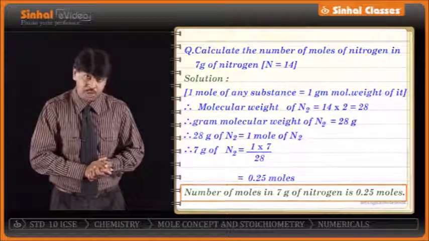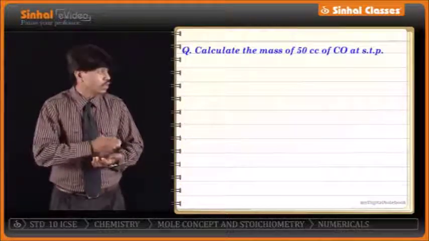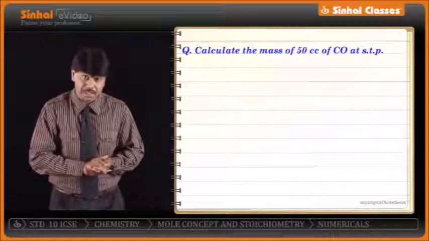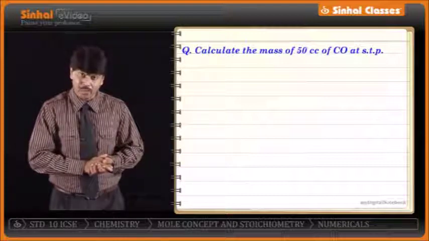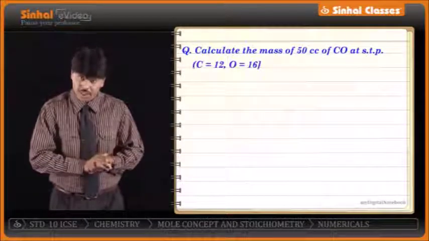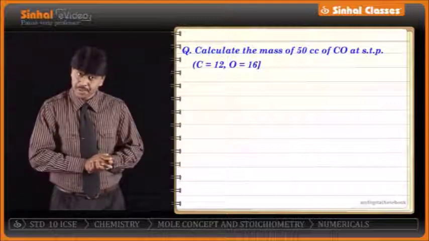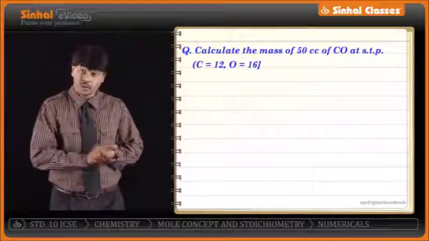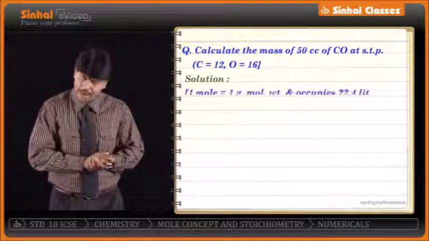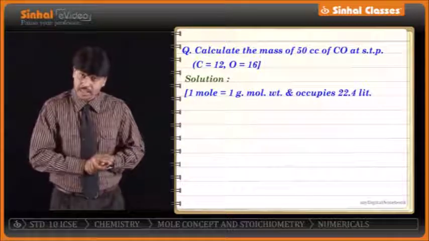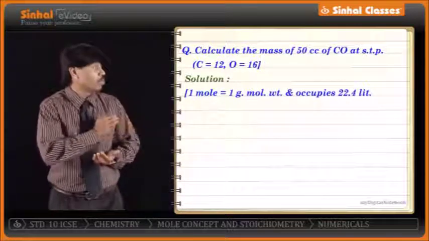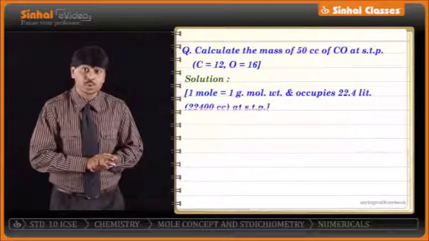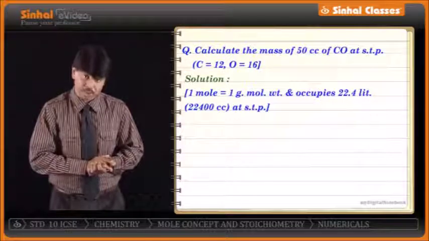Let's take one more question. Calculate the mass of 50 cc of carbon monoxide at STP. In bracket, carbon weight is 12, oxygen 16. Now let's see. The same way we will be working out this problem also. We know that 1 mole corresponds to 1 gram molecular weight of that substance, and that will always occupy 22.4 liters at STP, which is also equal to 22400 cc at STP.